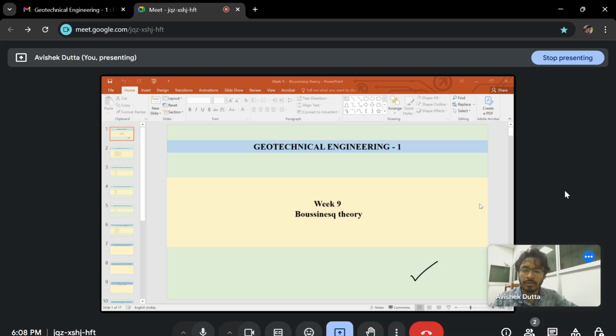Session 8 has been skipped due to unavoidable circumstances, which will be taken tomorrow. That chapter was about the stress distribution in soil, and this chapter is about the Boussinesq theory.